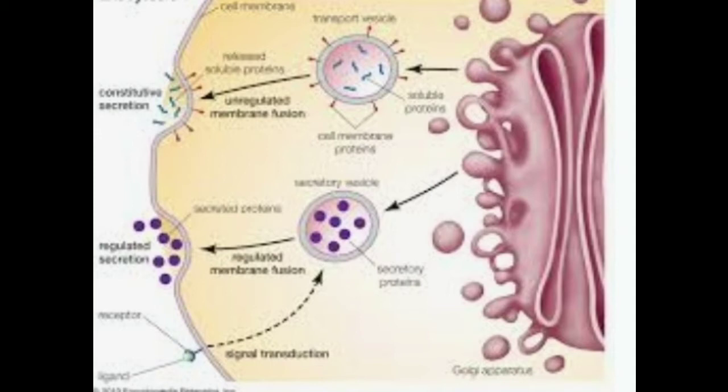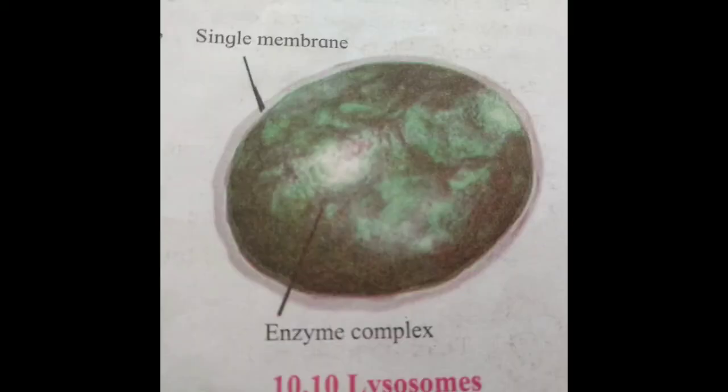Now we'll learn about lysosomes. This cell organelle is called a lysosome. It is a single membrane bound sac. These lysosomes are filled with digestive enzymes which are dispatched by the Golgi complex. Now, what are the functions of lysosomes? We'll understand one by one.